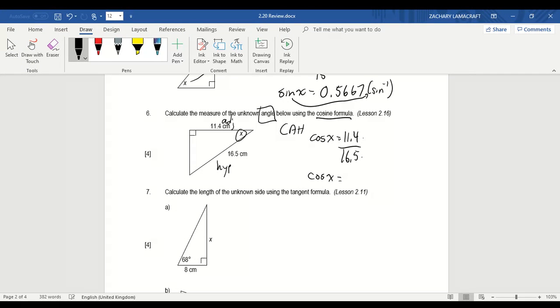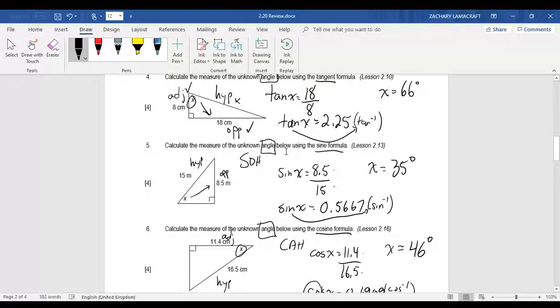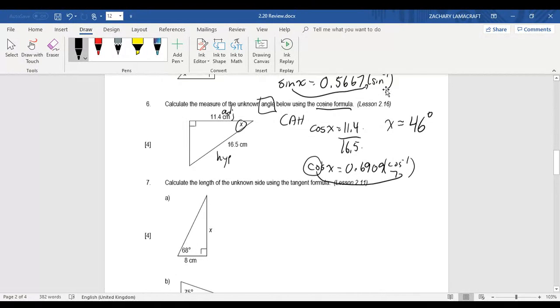we should come up with the answer of 0.6909. And once again, finding the angle, cos -1, would give us 46 degrees. Okay. So once again, those three examples there, if we have the angle, we know at some point we're going to have to use the inverse function, like tan -1.